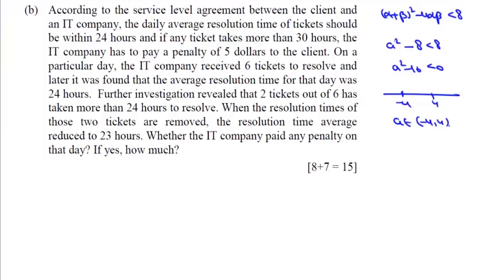Now part B, it says, according to the service level agreement between the client and an IT company, the daily average resolution time of tickets should be within 24 hours. And if any ticket takes more than 30 hours, the IT company has to pay a penalty of $5 to the client. On a particular day, the IT company receives 6 tickets to resolve, and later it was found that the average resolution time for that day was 24 hours.